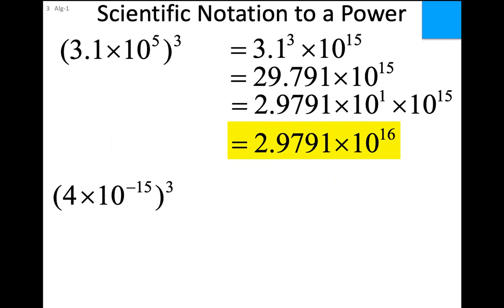Power of power. This 3 goes to every exponent. What's the exponent on the 4 right now? There's no exponent. Oh wait, there is. If it's not there, it's 1. 3 times 1. 3 times negative 15. Big number, negative 45. Okay, good. 4 to the 3rd is 4 times 4 times 4. Yes? 4 times 4 is not 8. It's 16. Times another 4 is 64.